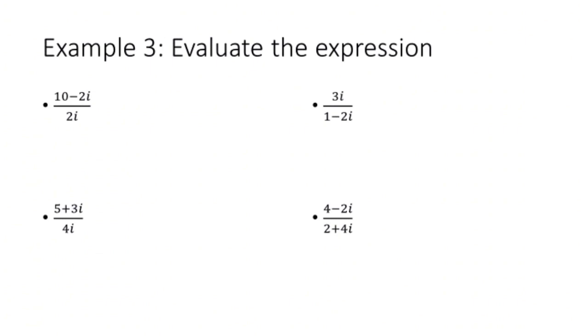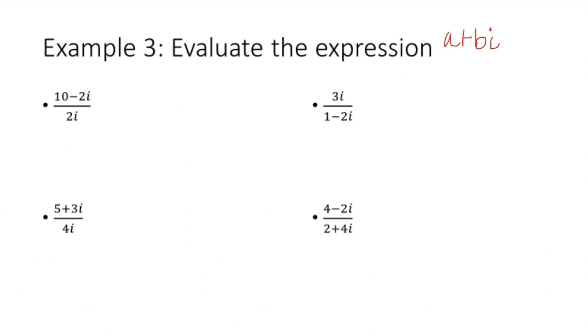Now let's take a look at a few examples where we're going to evaluate each expression. And remember, when we evaluate these expressions, we want our answer at the end in the standard form of complex numbers, which is the a plus bi form. So starting off with the first example, our denominator is a complex number. More specifically, it's pure imaginary. When our denominators are pure imaginary, the only thing we have to focus on is getting rid of the i.